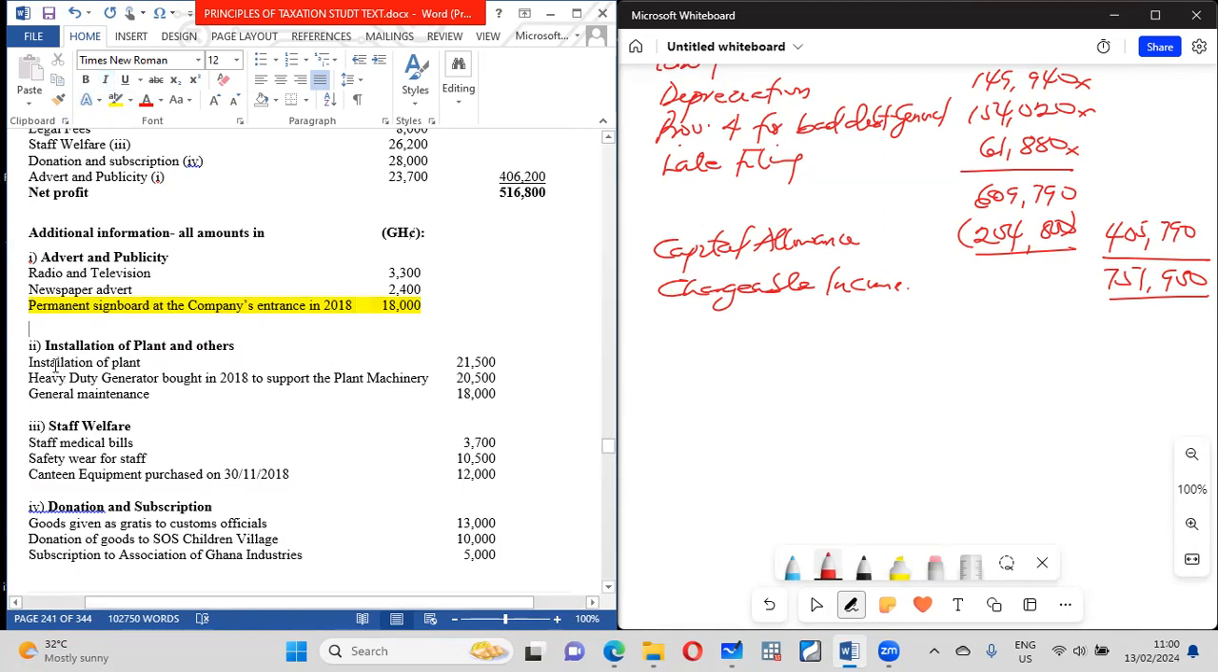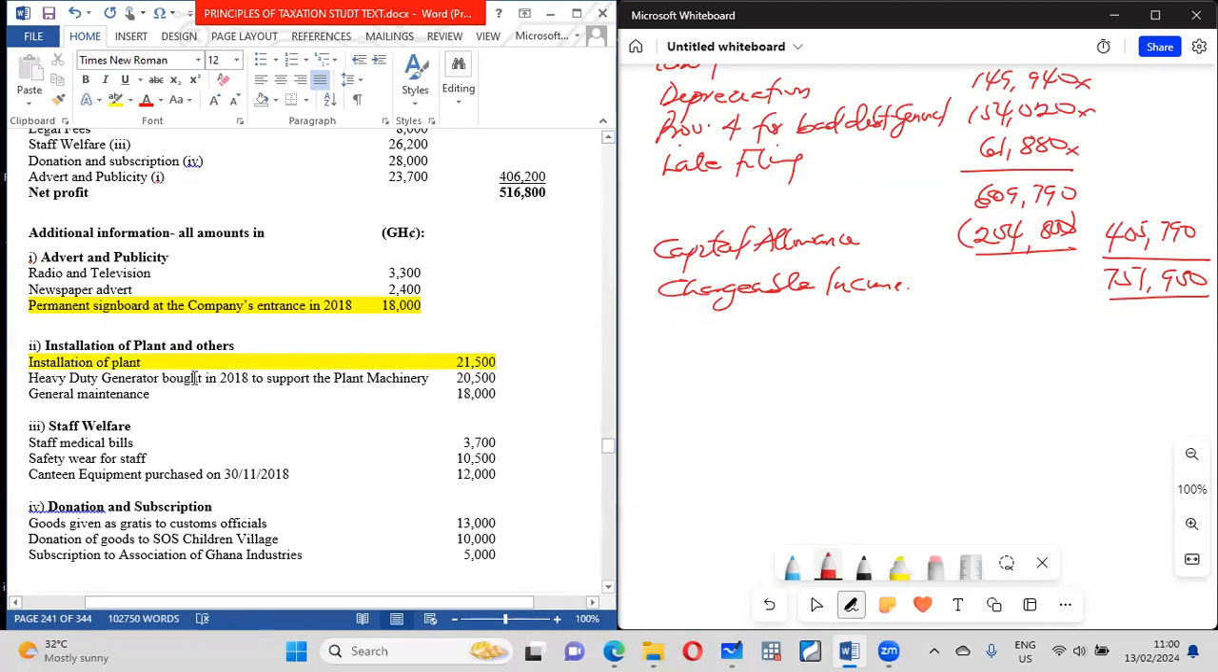Then installation. Here we have to add this one back. The 18,000 will be added back, and we will let it go for capital allowance. Then the installation of plants. The installation of the plant costs 21,500. This one too is a plant. We know that a plant is PPE. That one too will qualify for a capital allowance.